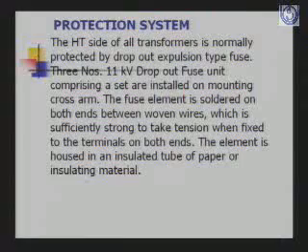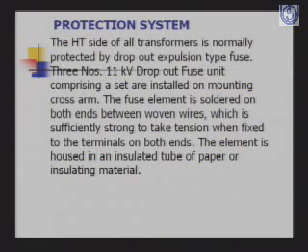When we were talking about the protection system for the distribution transformers, generally what we have observed is that even a circuit breaker is not provided for distribution transformers, but the HT side of all distribution transformers is normally protected by a dropout expulsion type fuse. Three 11 kV dropout fuse units comprising a set are installed on a mounting cross arm. The fuse element is soldered on both ends between woven wires, which is sufficiently strong to take tension when fixed to the terminals on both ends. The element is housed in an insulated tube of paper or insulating material.